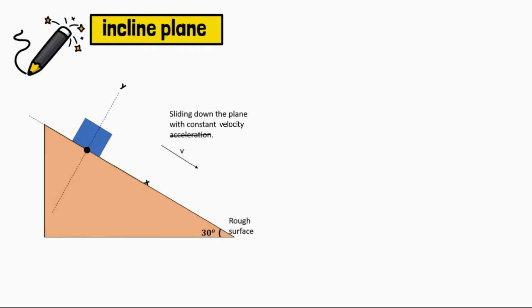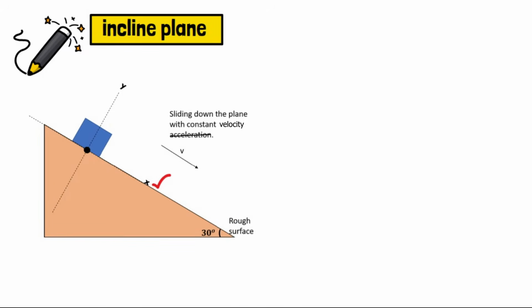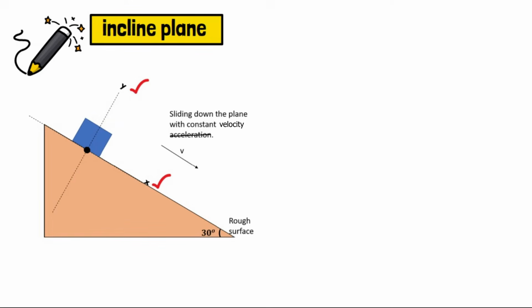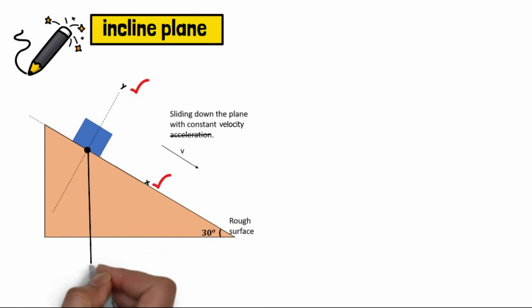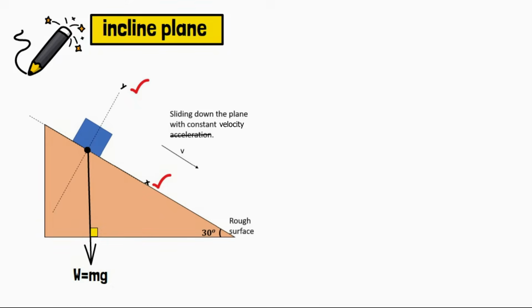Jadi, berdasarkan contoh ini, kita ada satu objek yang berada pada rough surface and the object is sliding down the plane with constant velocity. So, bila constant velocity means that acceleration is equal to 0. Jadi, pastikan X-axis on the surface, exactly on the surface, and Y-axis you mesti sketch perpendicular to the surface. Okay? Sekarang kita akan lukis force yang pertama, iaitu weight, where the weight of the object must be exactly downward.